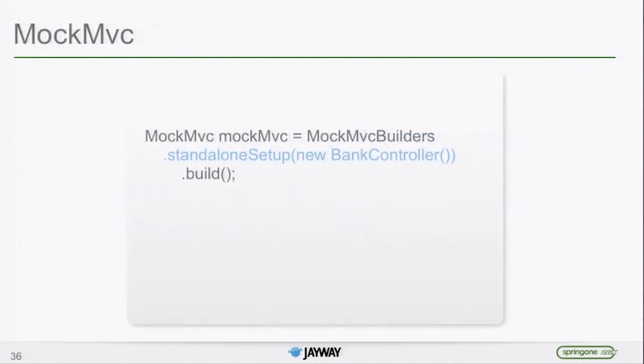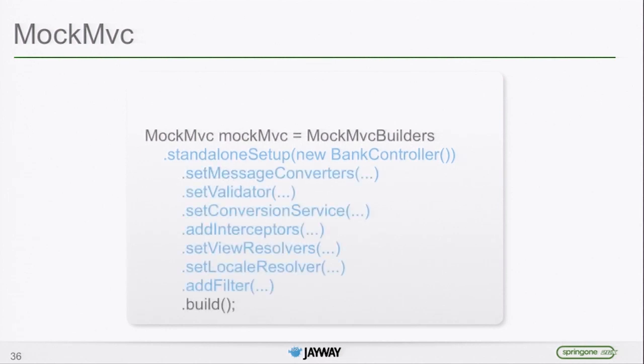The fundamental class of the MockMvc, or Spring MVC Test Framework, is the MockMvc object. In its simplest form, all you need to do is to call a builder method called MockMvcBuilders. You call the standalone setup, to which you pass an instance of your controller, and you build it. There are all different kinds of configuration that you can add to this. For example, you can set message converters, validators, interceptors, view resolvers, all different kinds of stuff. So if you need to configure more, this is what you do.